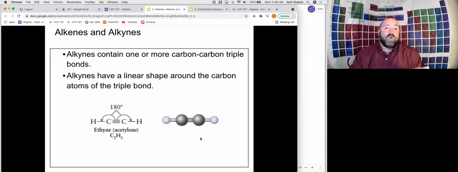Alkynes have one or more carbon-carbon triple bonds. Alkynes will always have a linear shape around the carbons making up the triple bond.